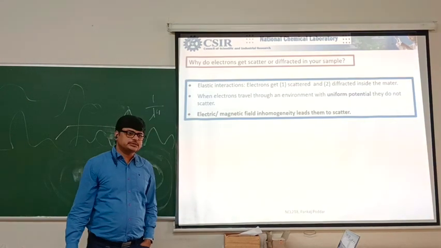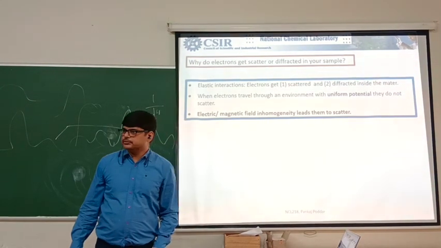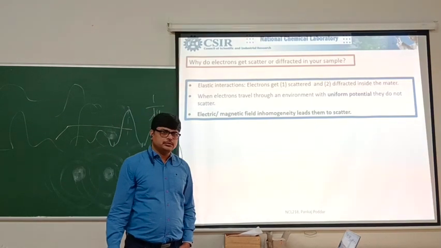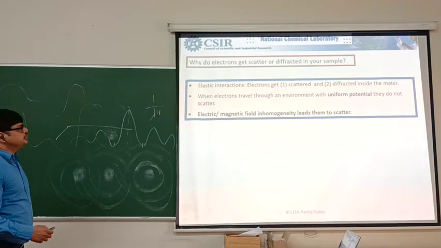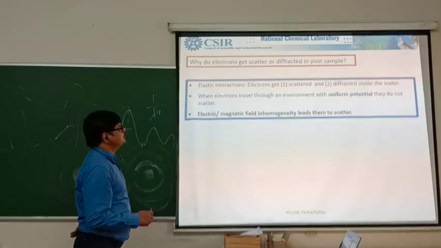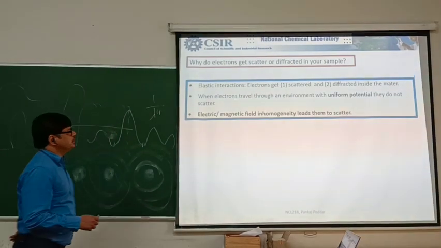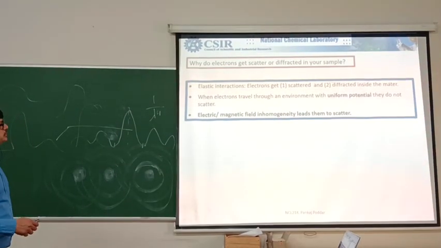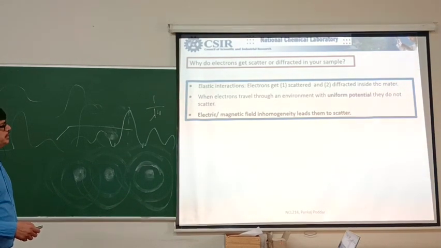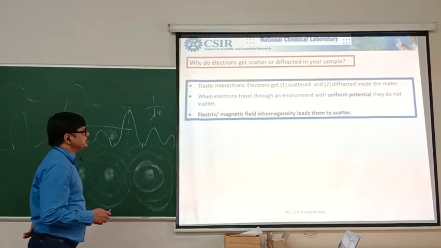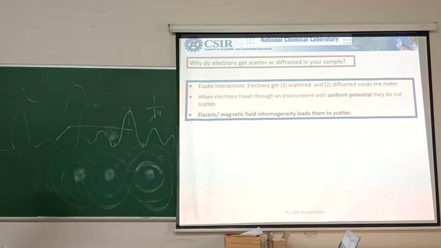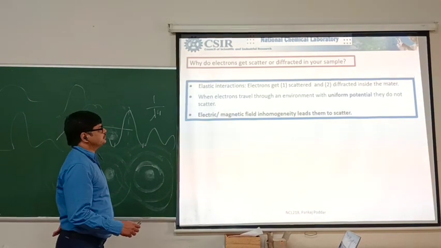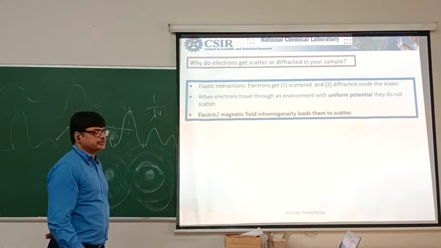What is the reason that X-rays don't image nuclei, only the electrons? So you have two kinds of interactions: elastic interactions and inelastic interactions. So electrons get scattered and diffracted inside the matter, right? I will explain the difference between just scattering and diffraction. Diffraction, of course, is part of scattering.